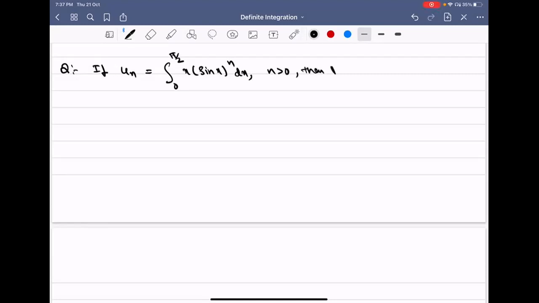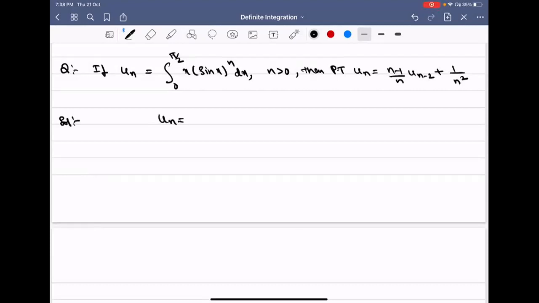then prove that Un is equal to (n minus 1) by n into Un minus 2 plus 1 over n square. So this is the question. Solution.